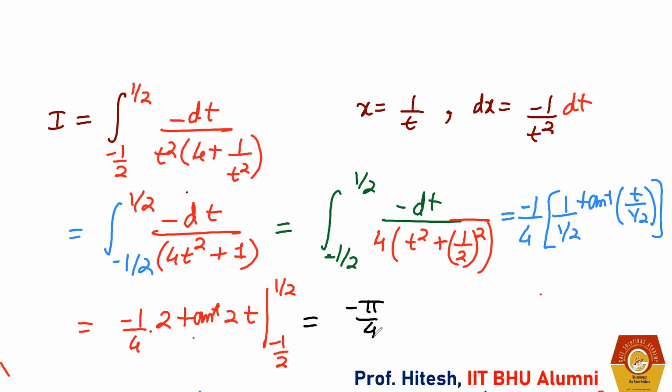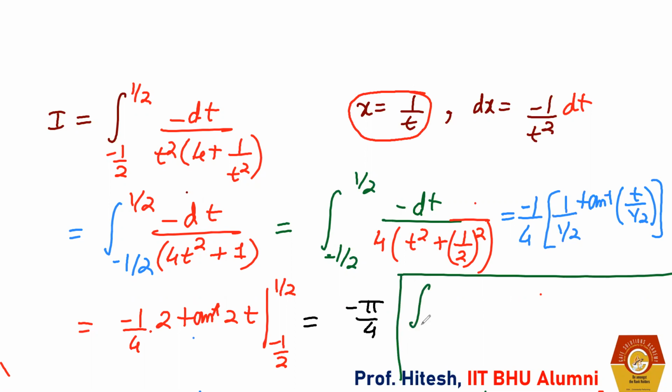So that time we got the answer pi by 4, here we got minus pi by 4. So which is the correct one? You must remember, whatever you are putting, it must be continuous in the region of the limit given. In our case the limit was minus 2 to 2 and we have put x is equal to 1 upon t. At x equal to 0 in between, t is not continuous, it is discontinuous at 0.